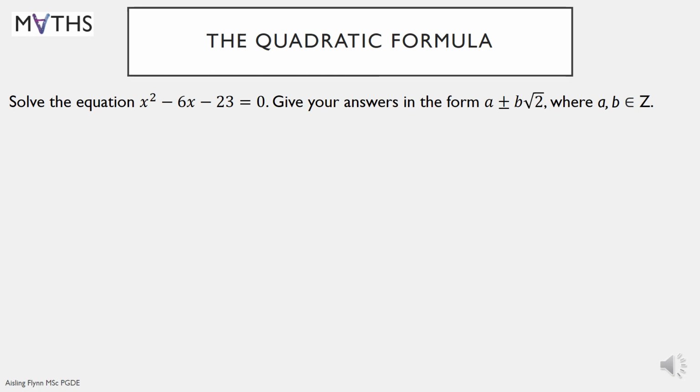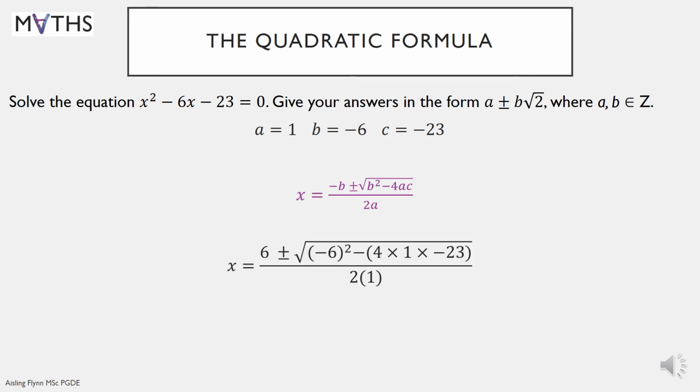Now, here's another example. This time it says, give your answers in the form a plus or minus b root 2. So again, straight away, you know you should go to the quadratic formula. Quick list of a, b, and c. Again, we have some negative numbers. My formula, putting in the numbers, you see minus 6 at the beginning gives you the plus 6 on the left, and then inserting all the values there. You can pause if you wish. We'll be taking a negative under the square root sign.